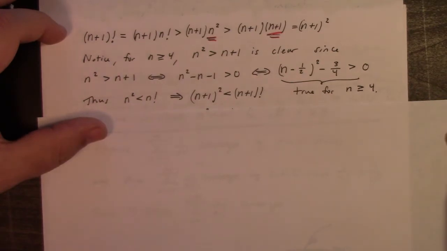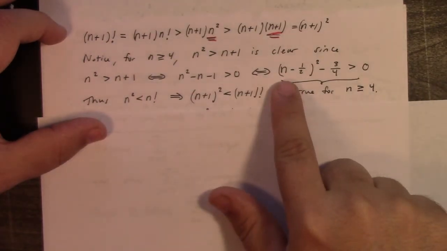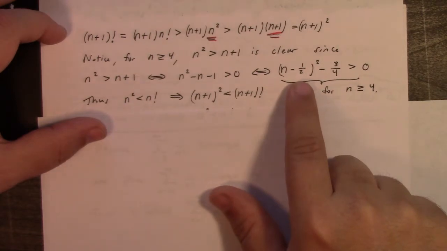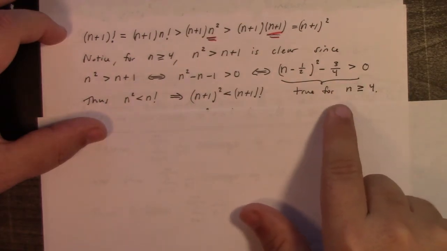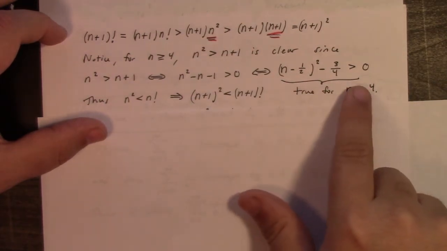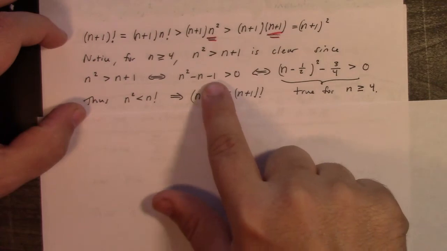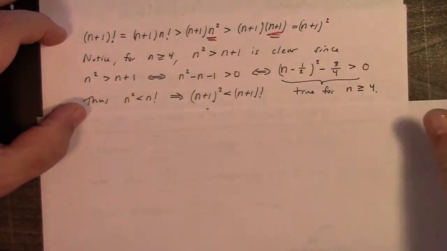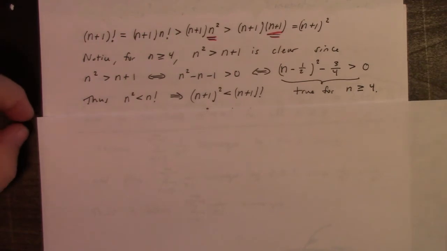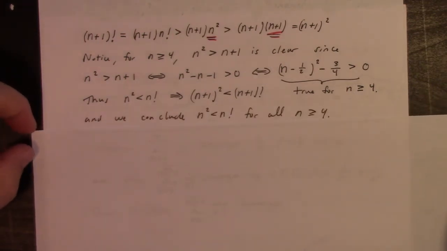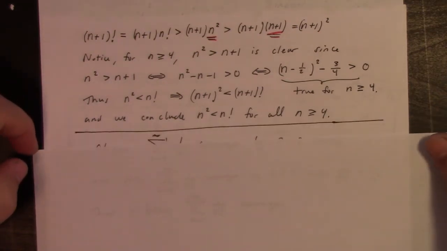If we put in 4, what do we got? 4 minus 1/2 is 7/2, squared, which is 49 over 4, which is, of course, greater than 3/4, which is positive. And if we go beyond 4, that just gets better. So this is clearly true, which means that my argument for the induction step was true. Now, there might well be a cleaner argument than the one I'm giving here, but it's an argument. So we conclude by proof by mathematical induction that n squared is less than n factorial for all n greater than or equal to 4.